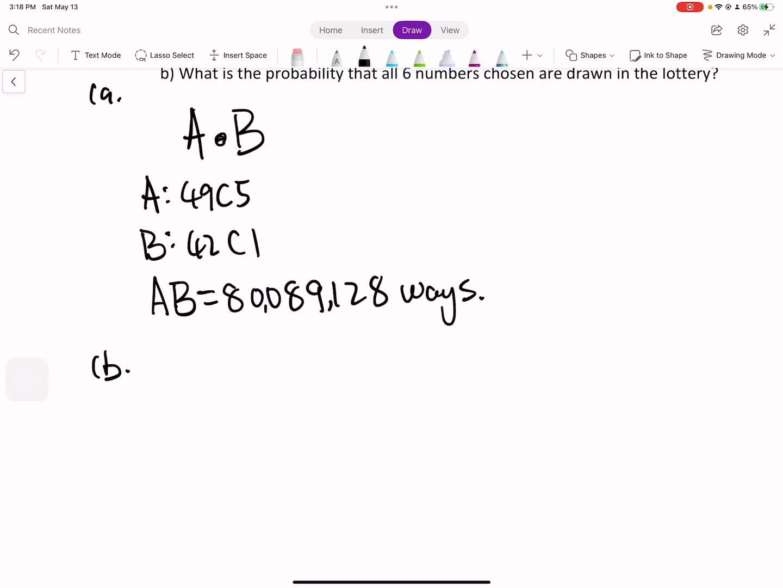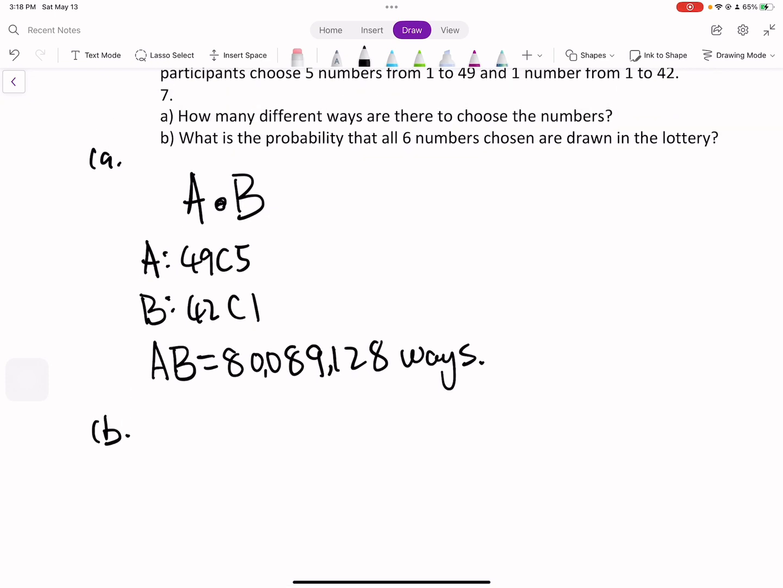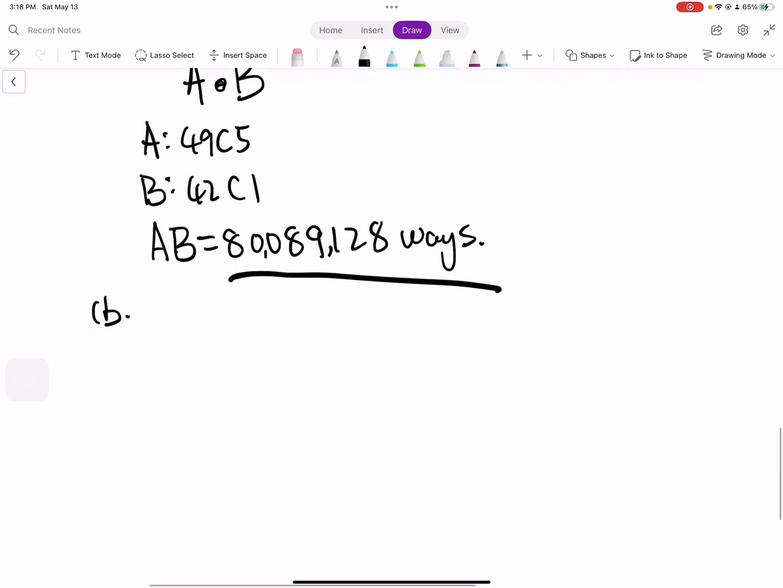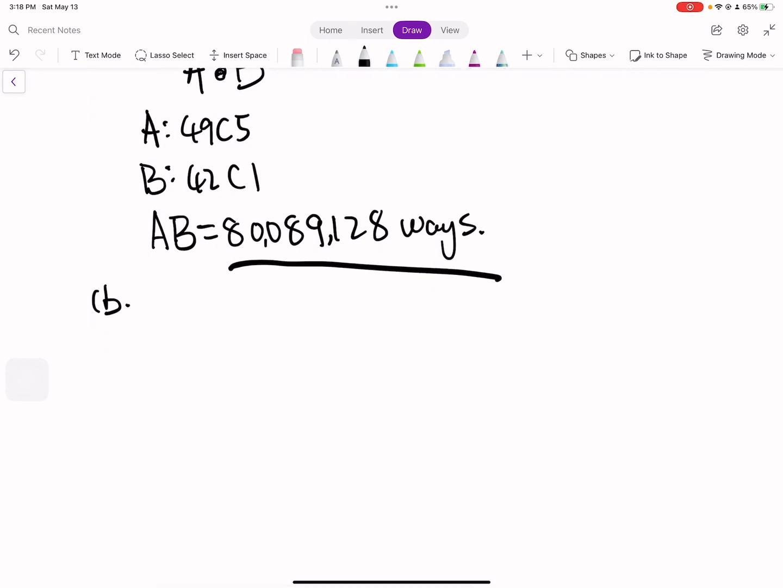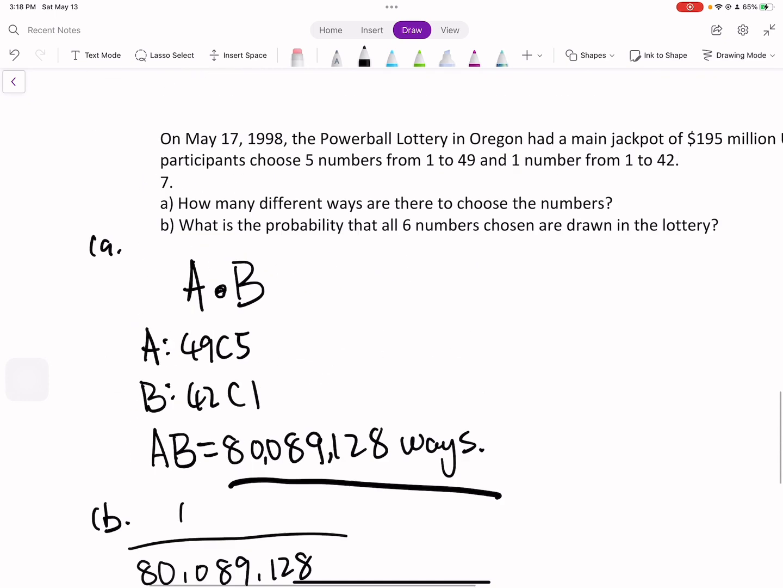And for question B, what is the probability that all 6 numbers chosen are drawn in the lottery? In order to calculate this, we need the number from the previous question. We know that there is only one combination out of all of those ways that is correct. So that should simply be 1 over the number that we got from question A. So that's our final answer. Okay?